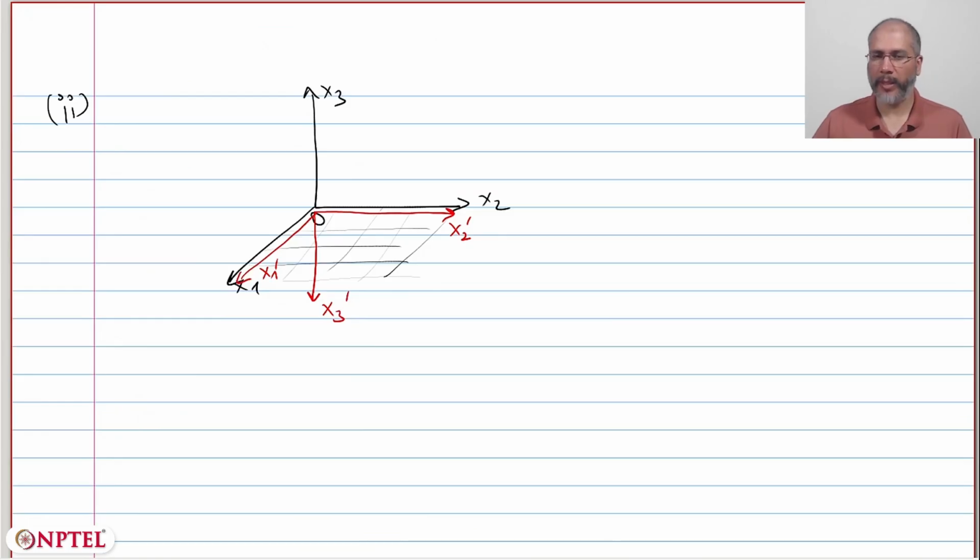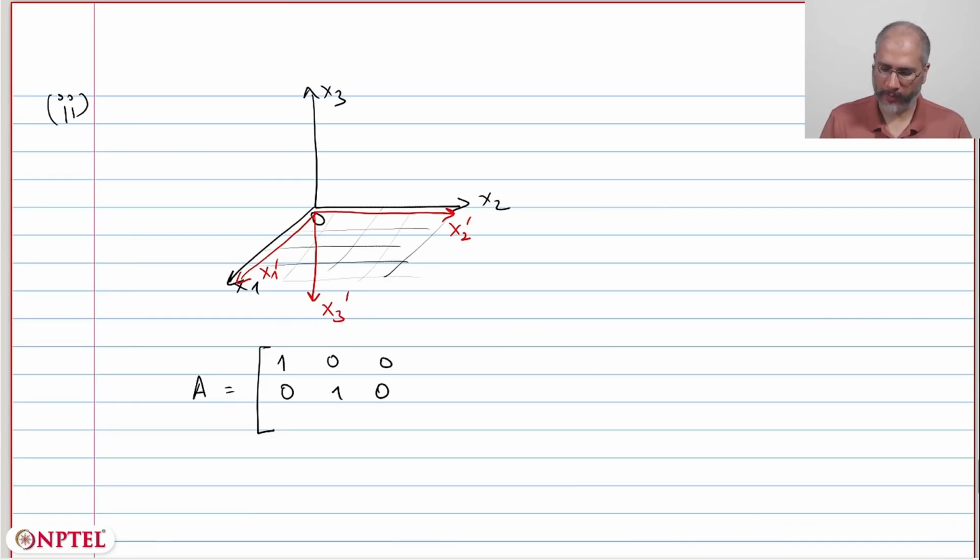So the goal here is to find the transformation matrix A. Again, A11 is the cos of the angle between x1 prime and x1. Now we already know that x1 prime and x2 prime coincide with x1 and x2. So this is a 1, 0, 0 and 0, 1, 0.